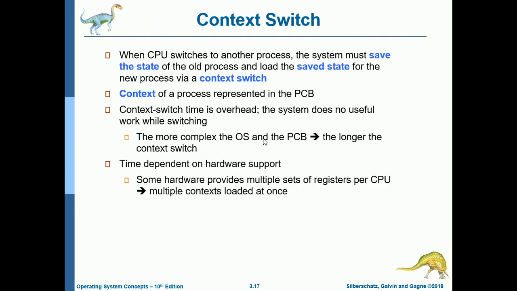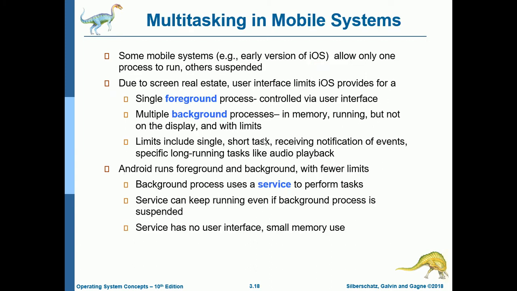So the more complex the OS and the PCB, the longer the context switch. And then the time is dependent on hardware support. Some hardware provides multiple sets of registers per CPU, so multiple contexts can be loaded at once. Specifically, if your CPU is already powerful and has many transistors or many cores, it will not have a problem with context switching.